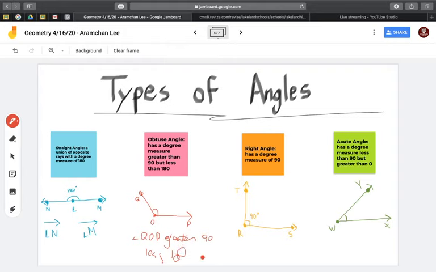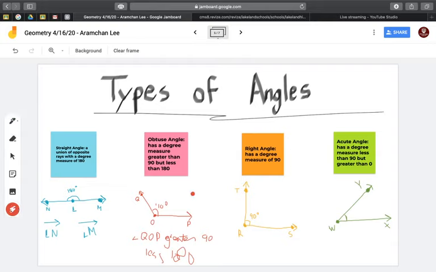Sorry, my mouse is lagging. So an example of an angle could be like 110 degrees. Sorry about the horrible handwriting. My mouse is not working at full speed right now.